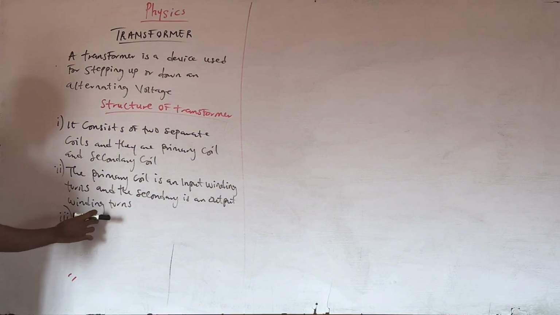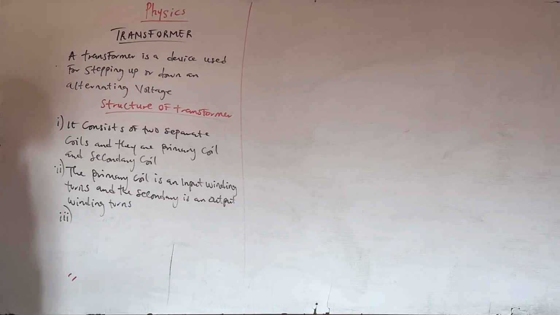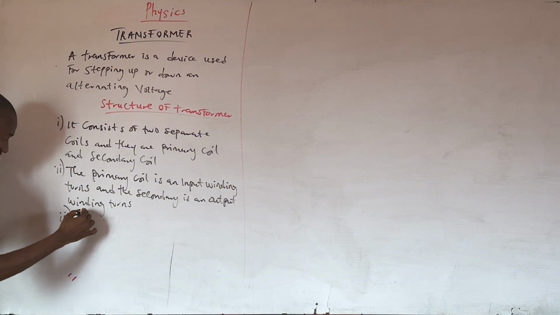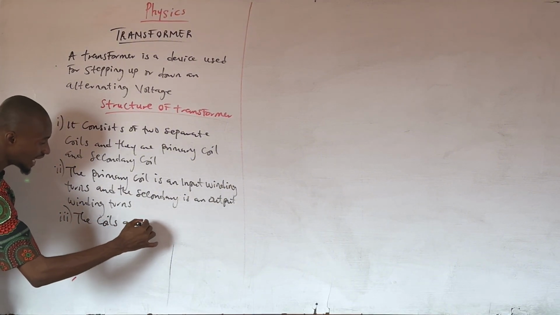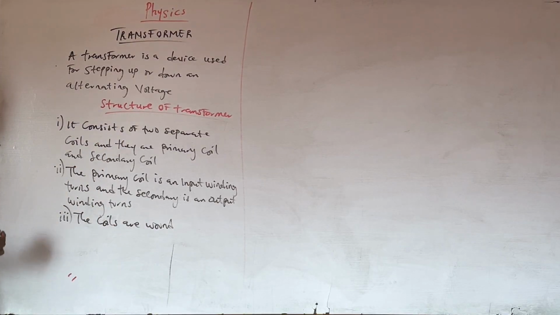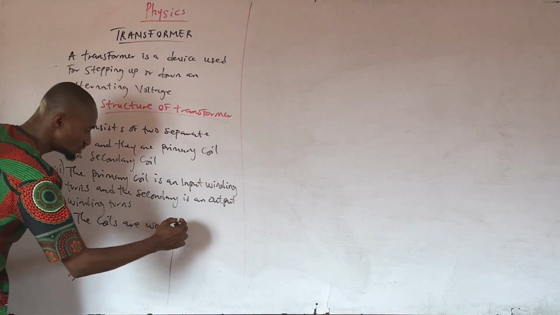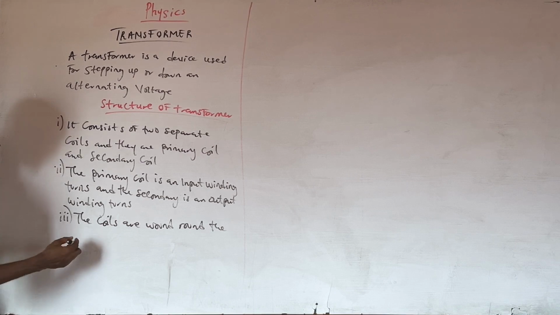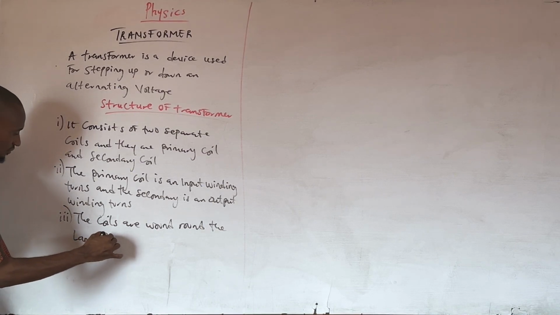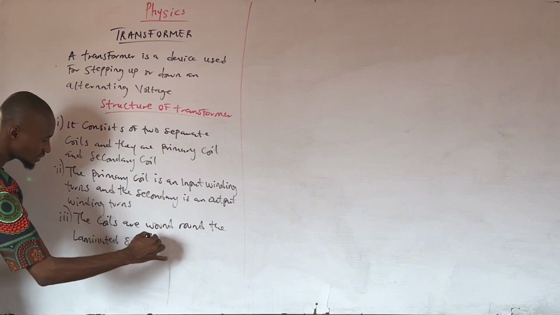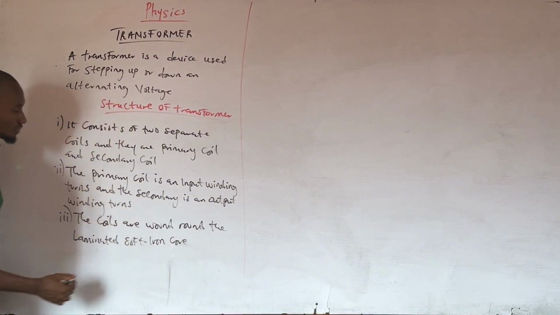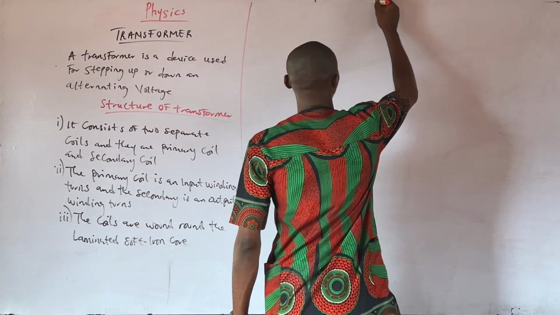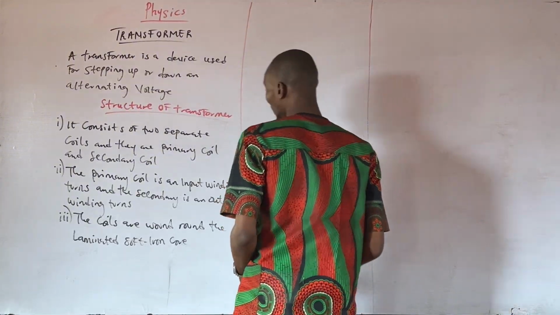The last but not the least in the structure of a transformer is the laminated soft iron core. Here we say that the coils are wound round the laminated soft iron core. Did you understand now?